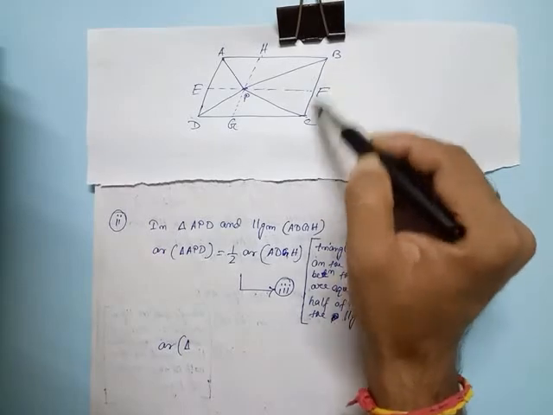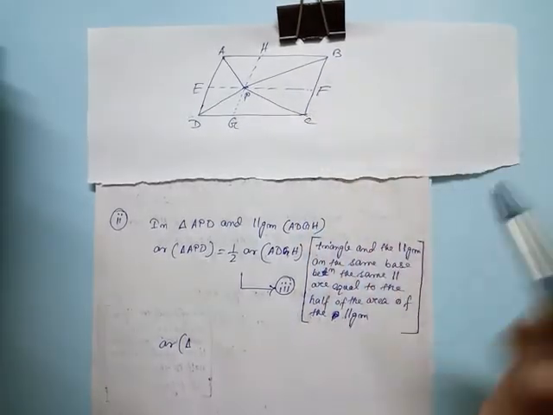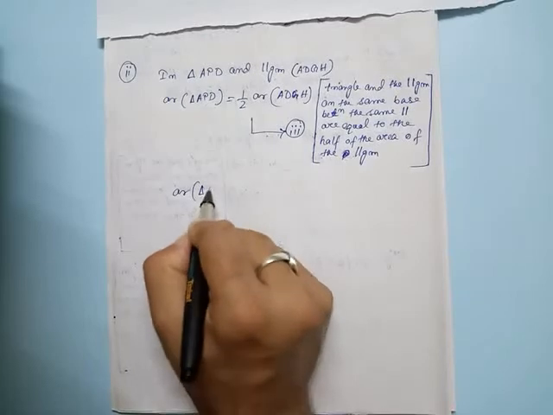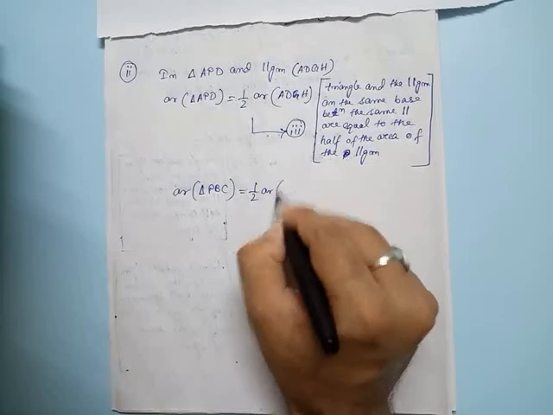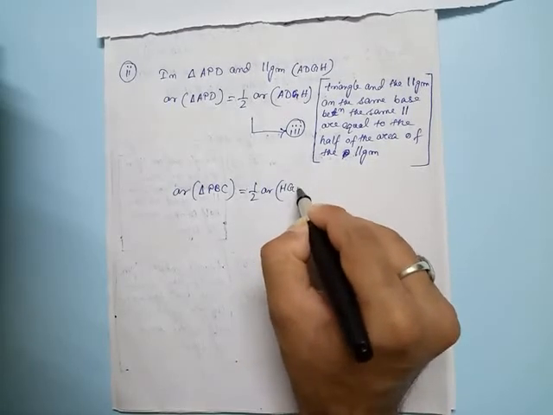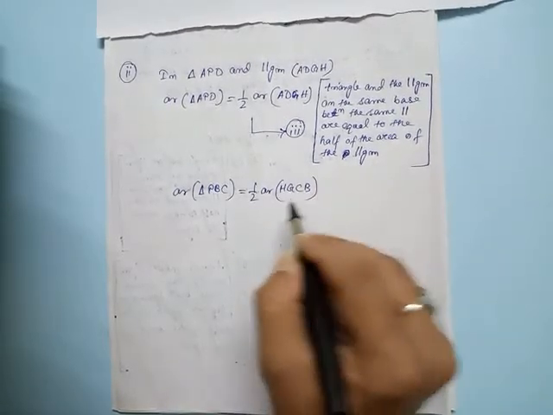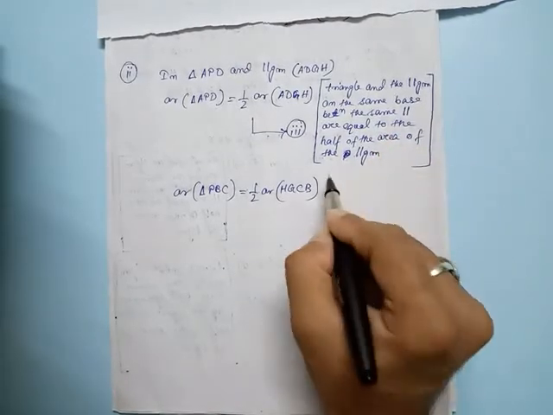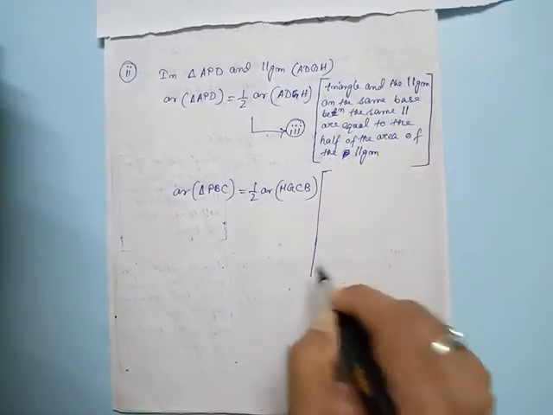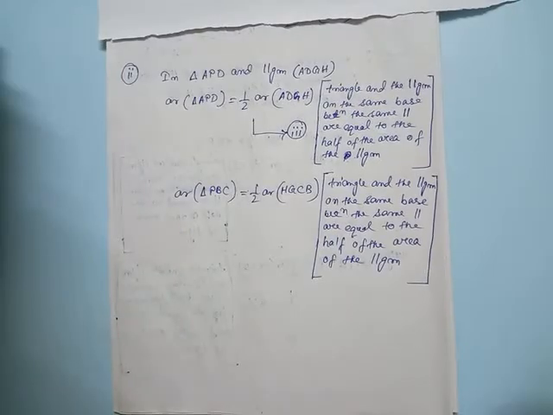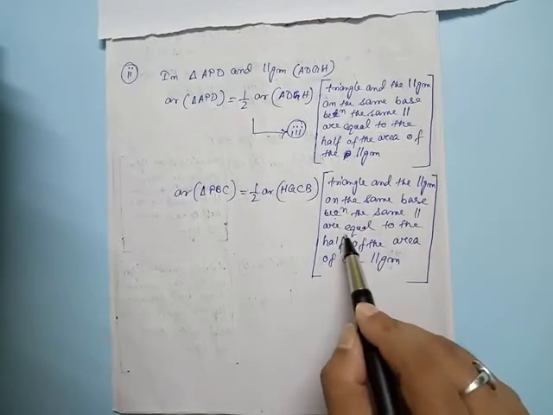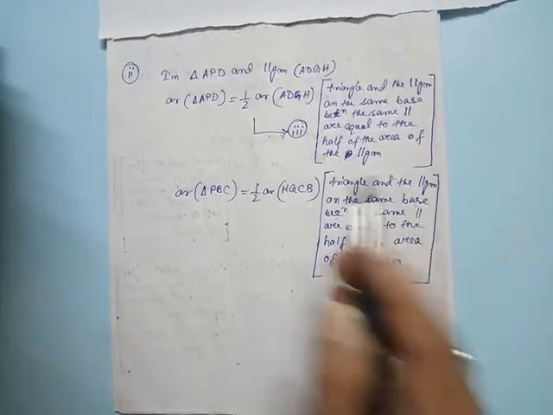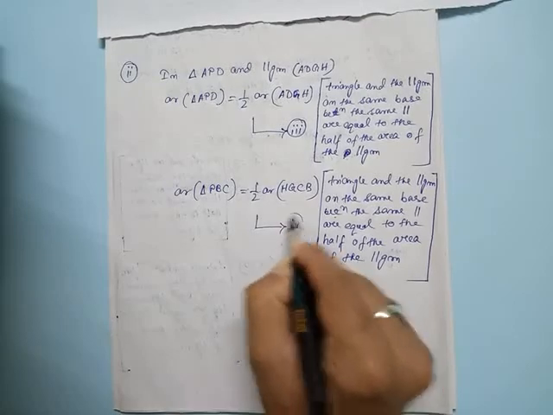PBC, look here student, PBC having the same base BC between the same parallel GH and BC. So here area triangle PBC equal half area HGCB. This is also having the same reason, triangle and the parallelogram. So I will write here the reason now. Look student, the reason: triangle and the parallelogram on the same base, between the same parallel, are equal to the half of the area of the parallelogram, and this could be our equation number 4.